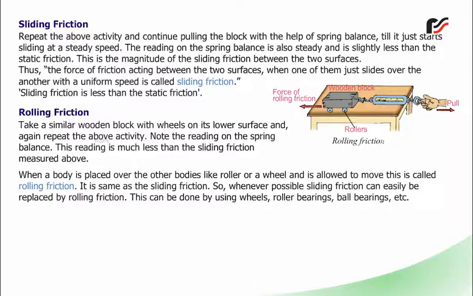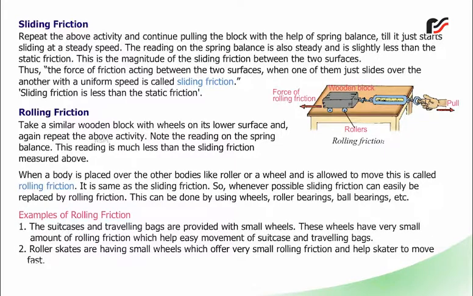So whenever possible, sliding friction can easily be replaced by rolling friction. This can be done by using wheels, roller bearings, ball bearings, etc. Examples of rolling friction. 1. The suitcases and traveling bags are provided with small wheels. These wheels have a very small amount of rolling friction, which helps easy movement of suitcases and traveling bags.